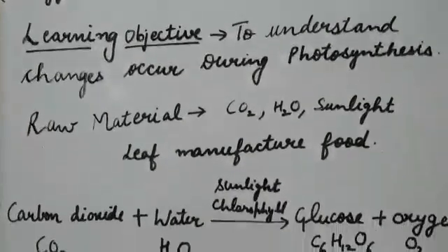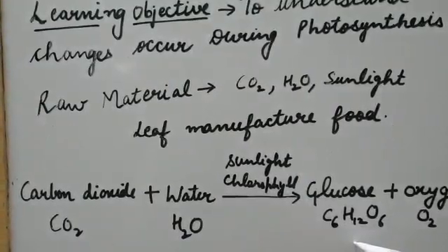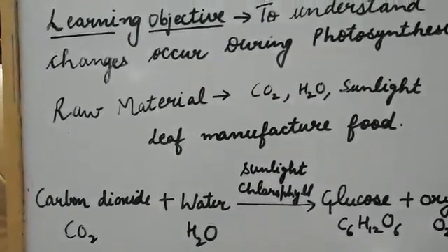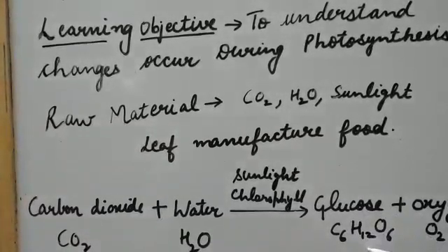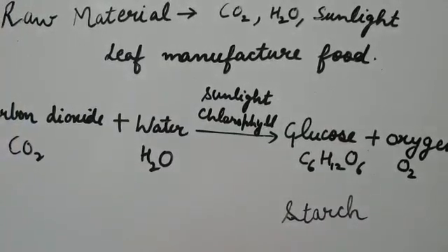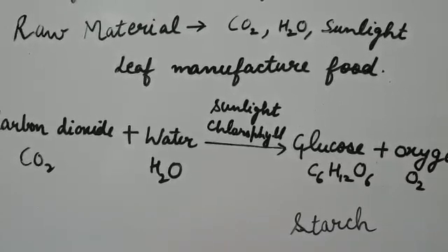Which is a carbohydrate. Glucose is a carbohydrate, and oxygen is also released in this process. When there is an excess amount of glucose produced by the plants, it gets converted into starch. Starch is also a form of carbohydrate.